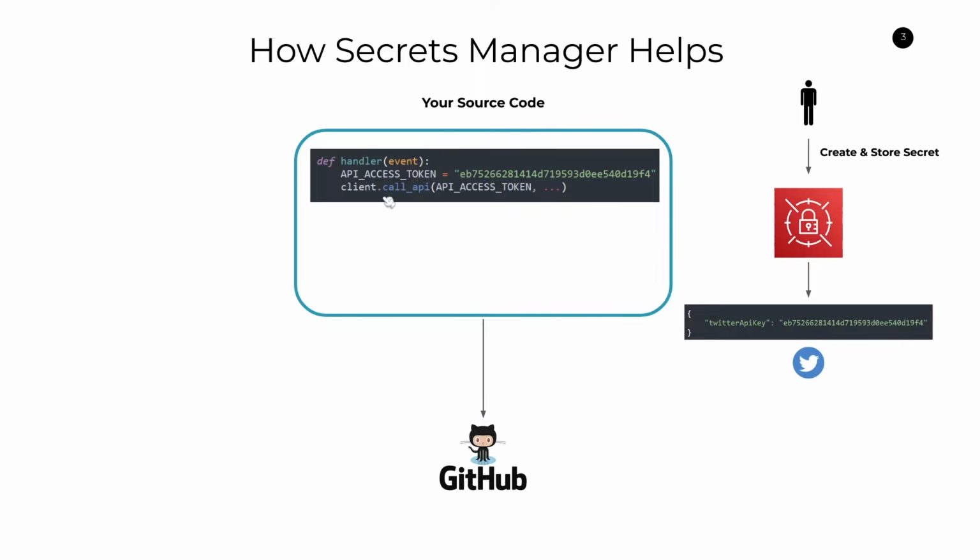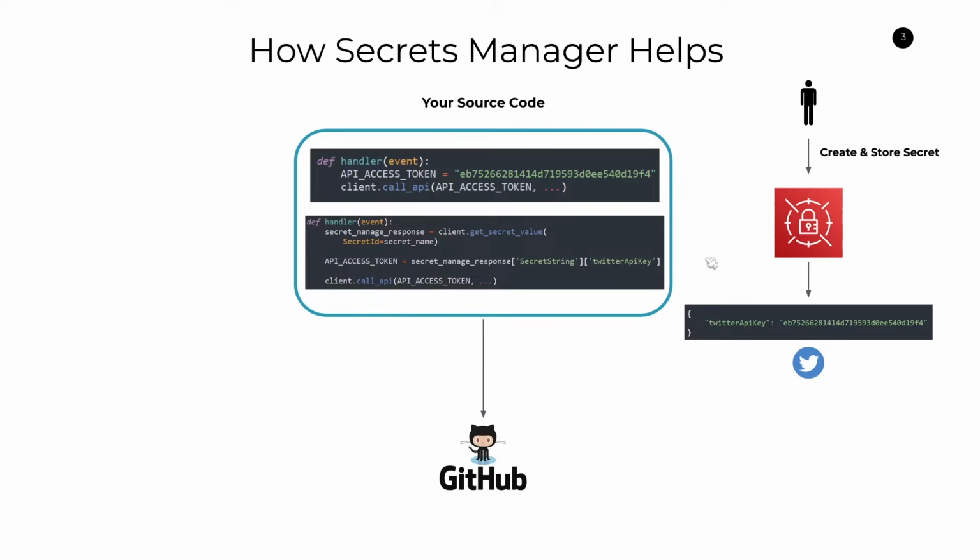So what do we need to do in the center here? How are we going to access this? Well, the idea is that now we change our source code slightly. What we now need to do is use the Secrets Manager client to call the Secrets Manager get secret value API, and provide it our secret name, whatever name we created for this secret in that initial step. And then from there, we can assign a variable to the access token that extracts out of the response the secret string. This is just a dictionary object now, so we can grab the value that has the key Twitter API key. And now API access token has the value that is effectively this thing over here.